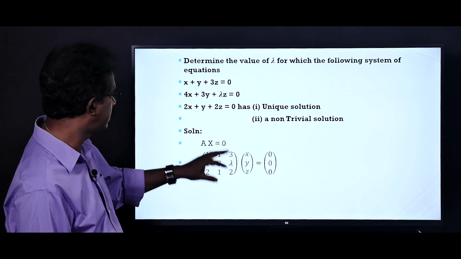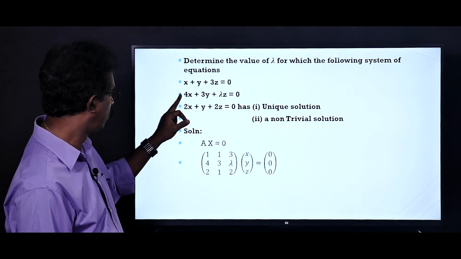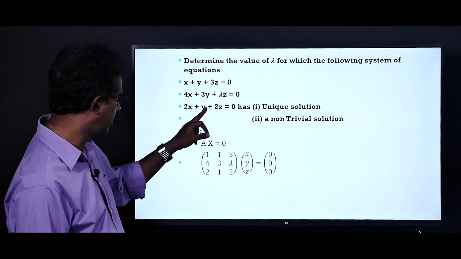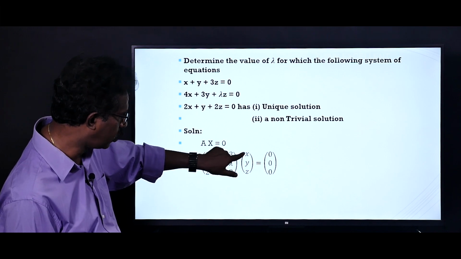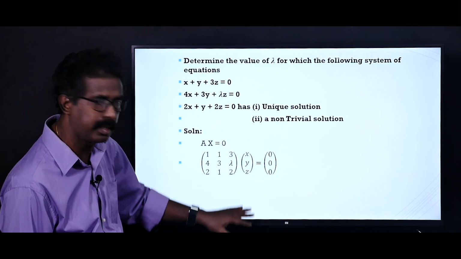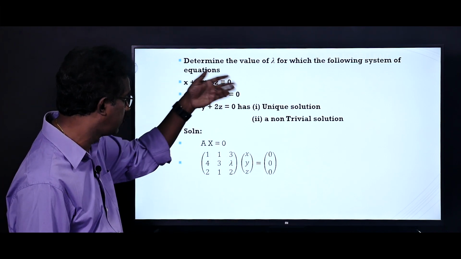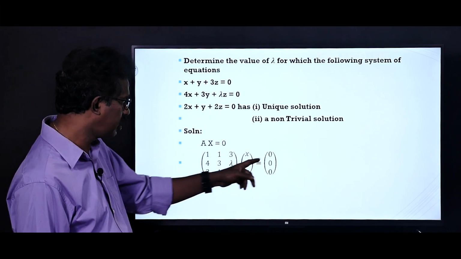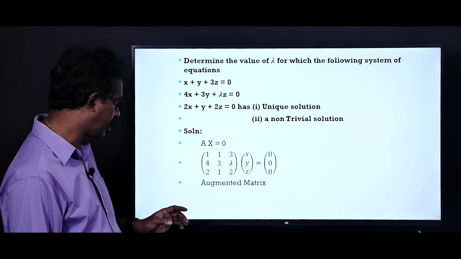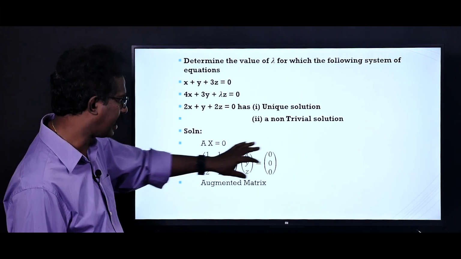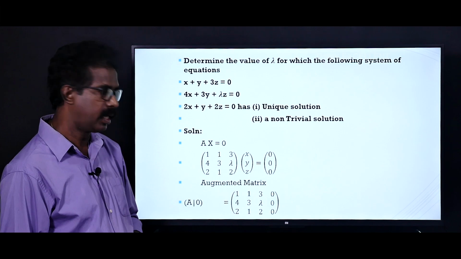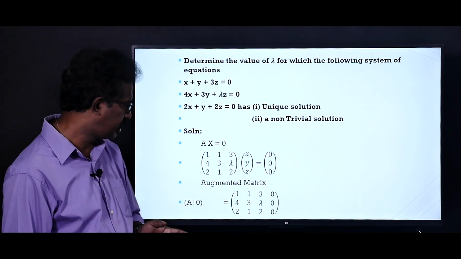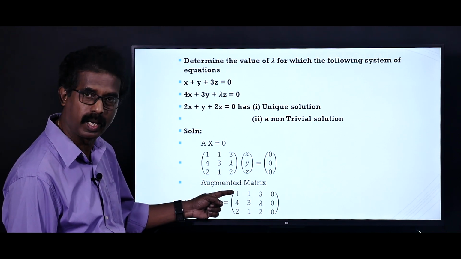Ax equals 0. A means the coefficients: 1, 1, 3, 4, 3, lambda, 2, 1, 2. x means the unknowns: x, y, z. If it is a, b, c, you write a, b, c. Sometimes they give you x1, x2, x3, then you write x1, x2, x3. Then the right side values 0, 0, 0. Then you write the augmented matrix, attaching this also. How can you reduce it into echelon form? Very simple. Already first row, first element is 1, right?